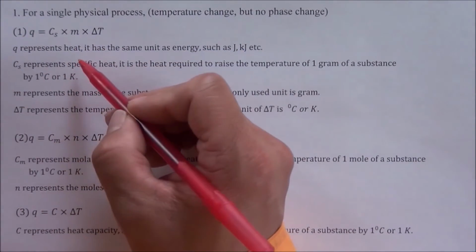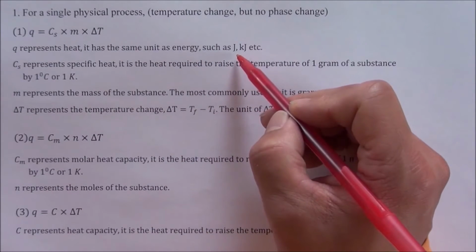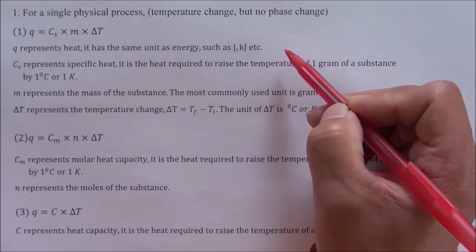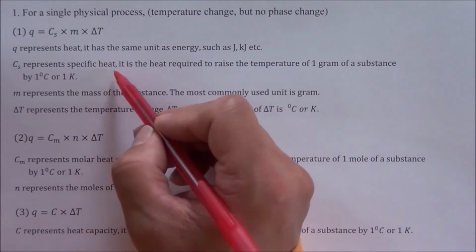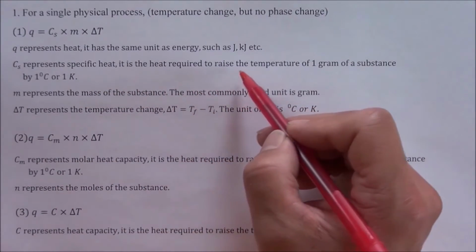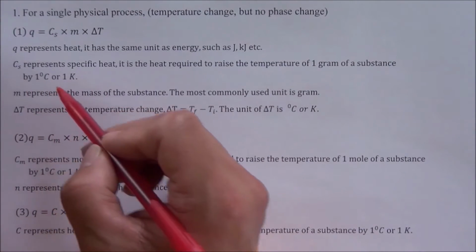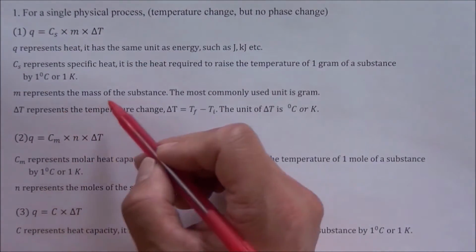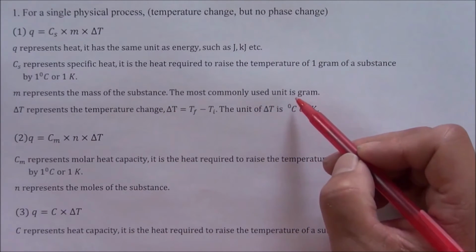Q represents the heat. It has the same unit as energy, such as joule, kilojoule, calorie, kilocalorie, etc. Cs represents the specific heat. It is the heat required to raise the temperature of 1 gram of substance by 1 degree Celsius or 1 Kelvin. M represents the mass of the substance. The most commonly used unit for mass is gram.